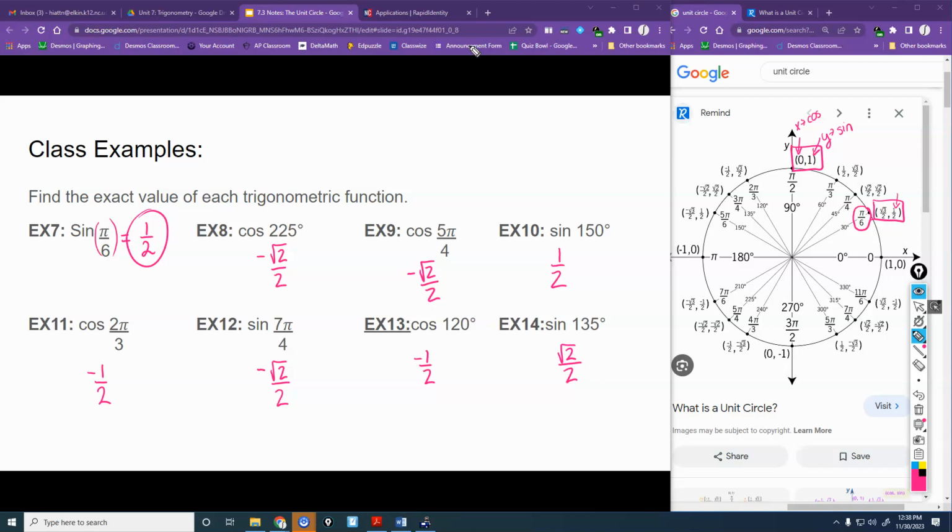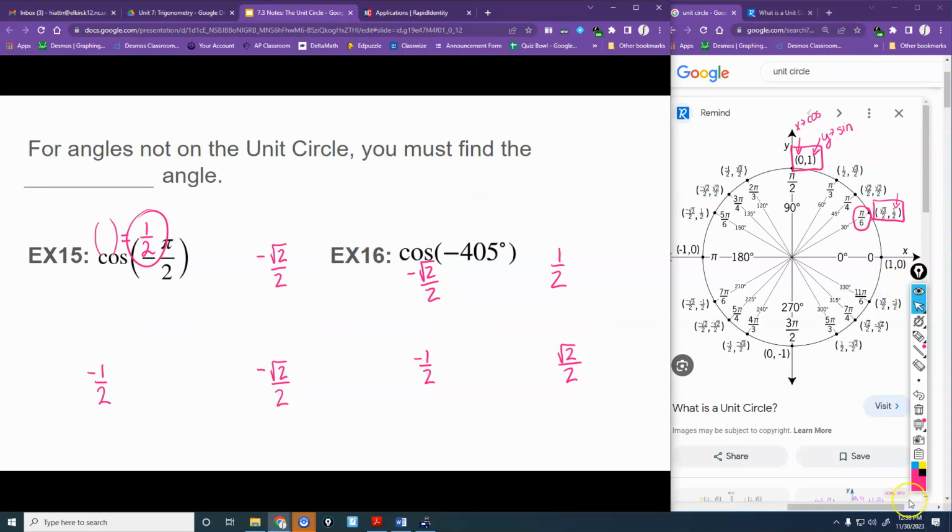Alright, any questions on those? Is that making sense? It's going to get just a little bit more difficult, but not too bad. The next thing we're going to see is I'm going to give you some of these same problems, but they're not going to be values that are on the unit circle. So, it's going to look like this.